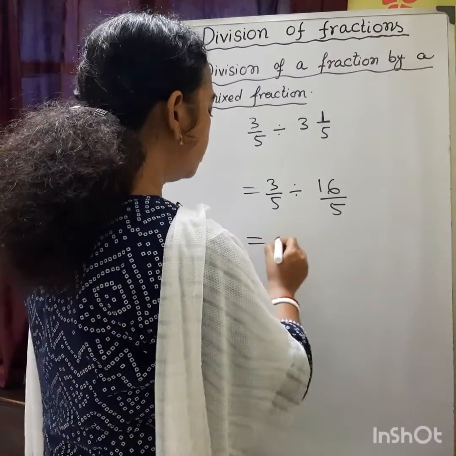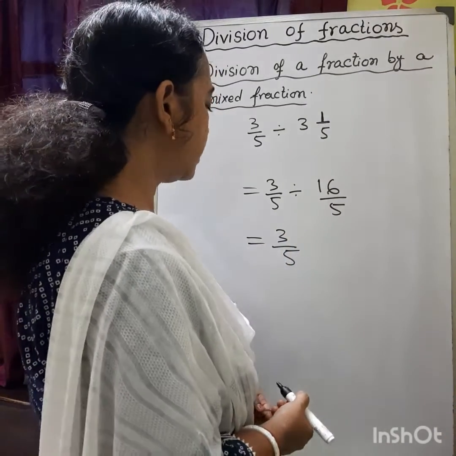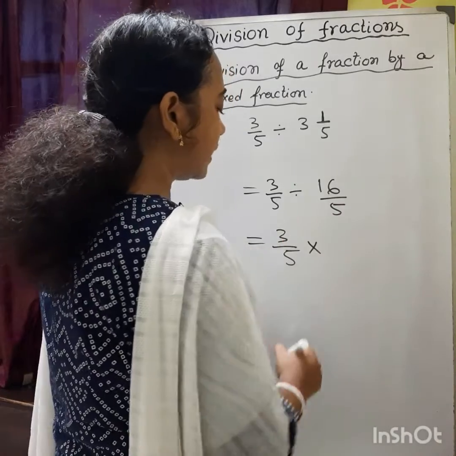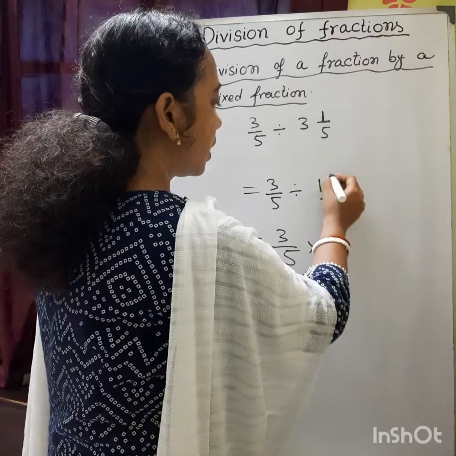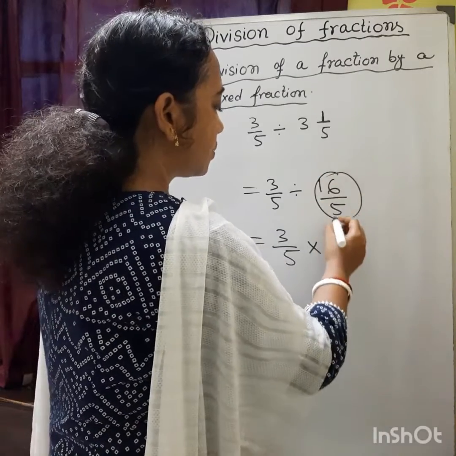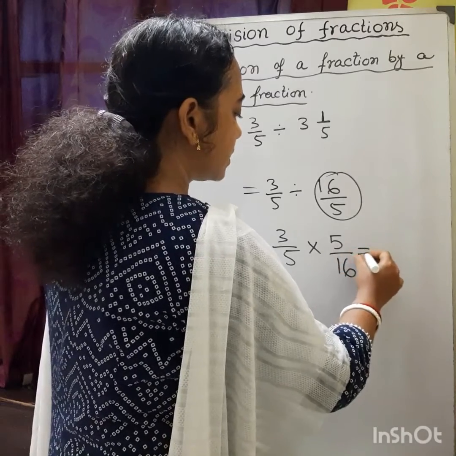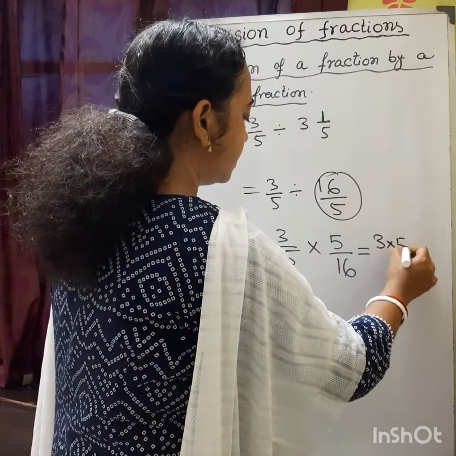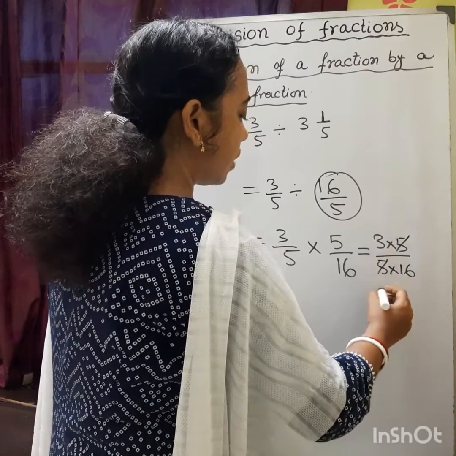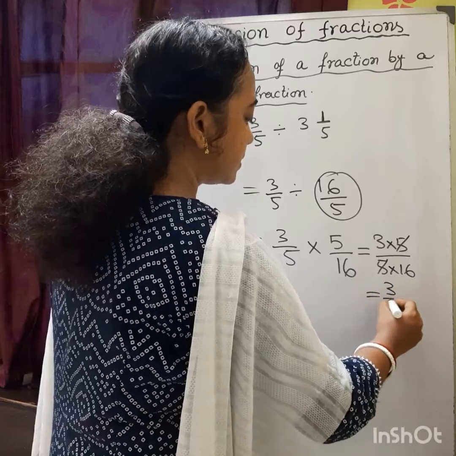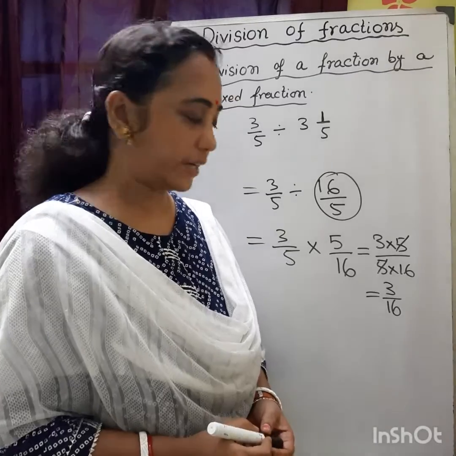So here we write the dividend as given, 3 by 5. Then we put the multiplication sign. Then we write the reciprocal of the divisor. This is the divisor, so its reciprocal will be 5 by 16. So this is equal to 3 multiplied by 5 divided by 5 multiplied by 16. So these two 5s will cancel out. So this becomes 3 by 16, which is a proper fraction.